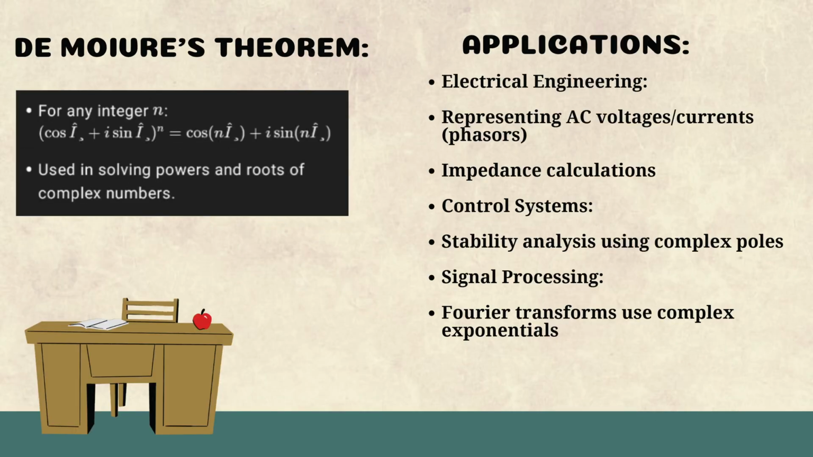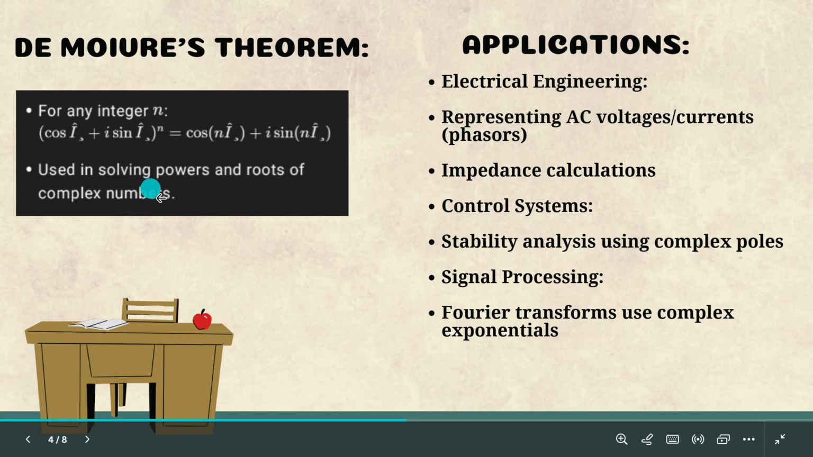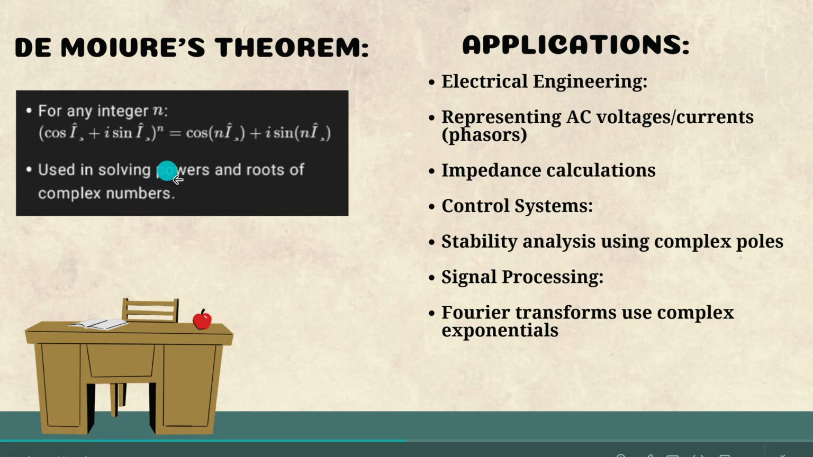Now let's move towards De Moivre's theorem, which is the main concept of this video. This is a cornerstone for working with powers and roots of complex numbers. De Moivre's theorem states that for any integer n, (cos theta plus i sin theta) raised to n is equal to cos n theta plus i sin n theta.